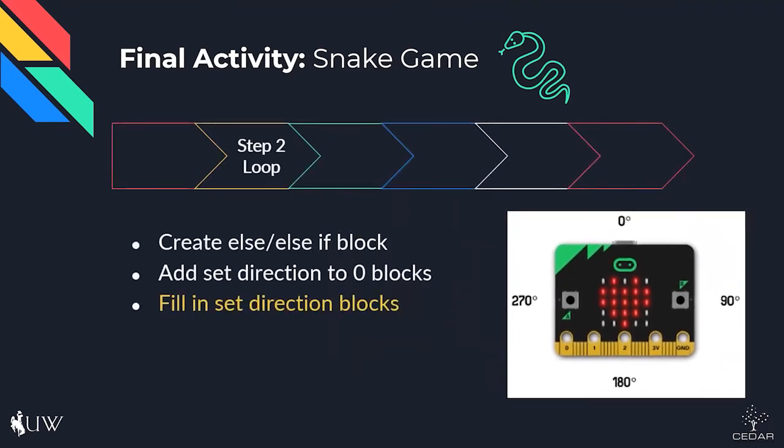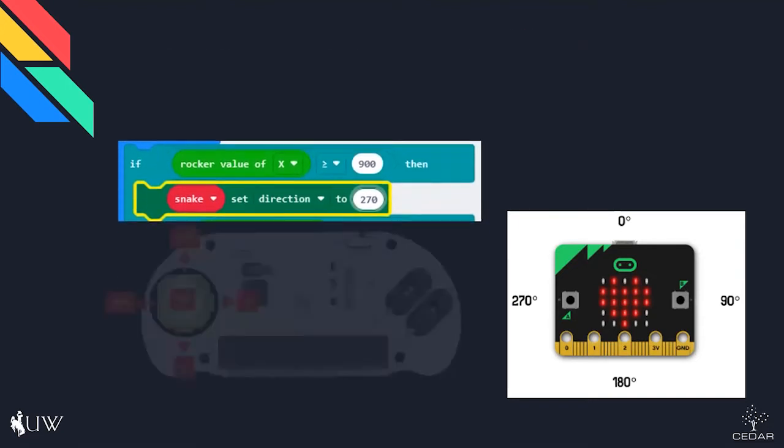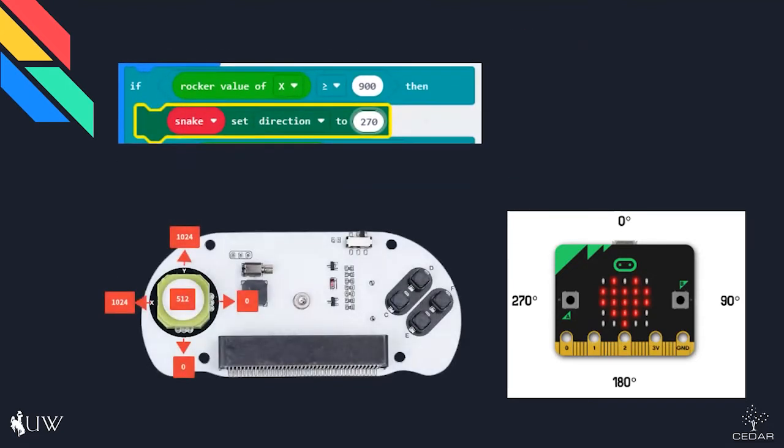Let's go fill in our set direction blocks with the correct values. In the top block, we're checking if rocker value of x is greater than or equal to 900. A rocker value of x being over 900 means the joystick is pointing left, so let's fill in the correct degree value for left, which is 270. Go ahead and pause here so that you can fill in the correct values for the other 3 possible directions the joystick could be facing. When you're finished, come back and we'll double check your work.